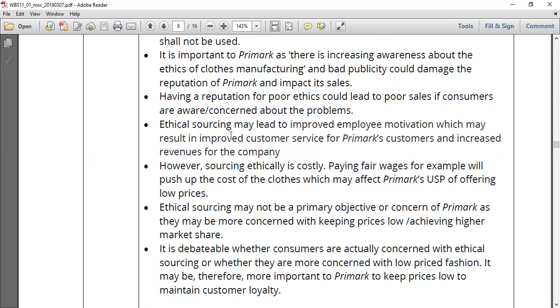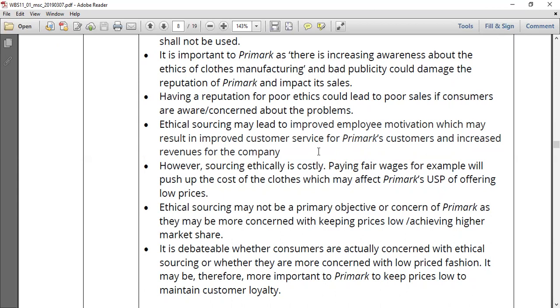Talk about another aspect of ethical sourcing, not only child labor, but even safe working conditions. If you improve your working conditions, worker motivation will increase. When employee motivation increases, you can give a better product to the customer. So that also improves customer service in Primark. Actually, the factory workers are not dealing directly with the customer.